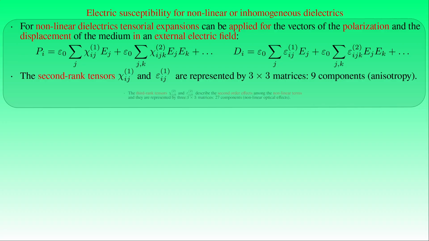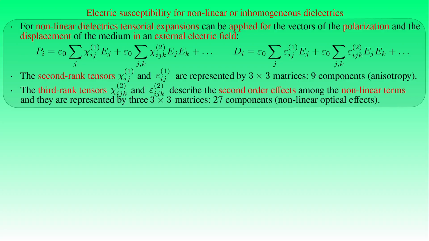The second order terms contain the third rank tensors chi sub ijk and epsilon sub ijk, represented by 3 times 3 times 3 matrices, that is 27 components. These terms are responsible for nonlinear optical effects related to the propagation of electromagnetic waves in matter.